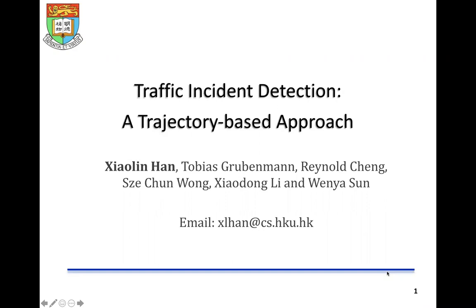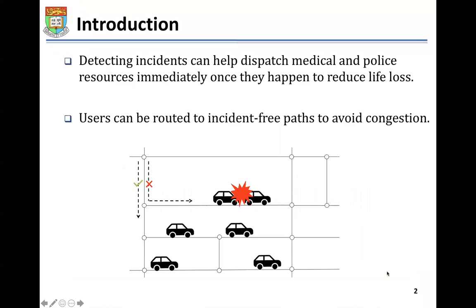Today I would like to introduce my work, Traffic Incident Detection, a trajectory-based approach. Incident detection is very important. First, detecting incidents can help dispatch medical and police resources immediately once they happen to reduce life loss. Second, users can be routed to incident-free paths to avoid congestion.